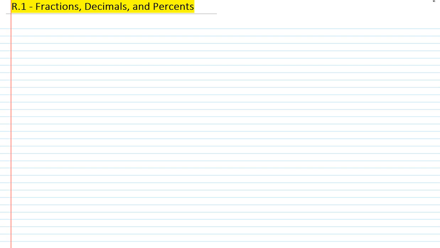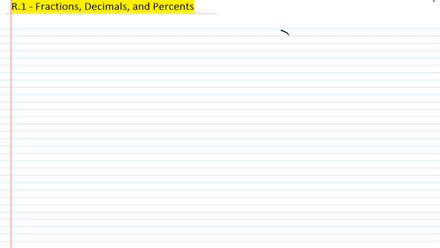In this section, we're going to talk about fractions, decimals, and percents. If you recall, fractions are a way to represent parts of a whole. So we can often represent parts of the whole using fractions. Every fraction is made up of two parts, a numerator and a denominator.